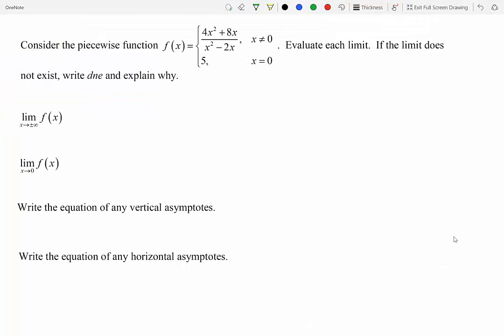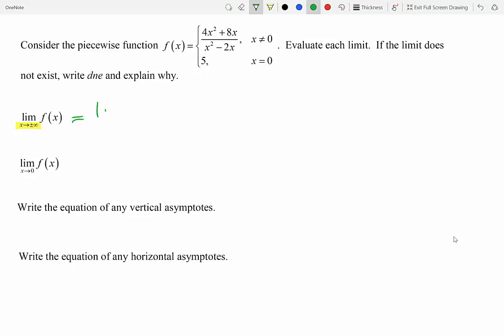Now this is the same problem, but with a different function, in which we're asked to consider a piecewise function and calculate limits and limits involving infinity. So to begin, please notice that we are asked to find the limit as x approaches positive or negative infinity, which means we can once again use an end behavior model.